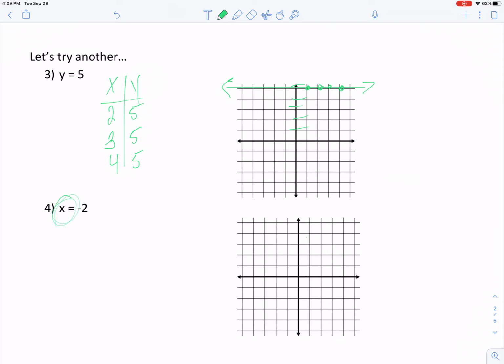So if x equals 2, go to the x-axis to 2, 1, 2, and draw a vertical line there. Because again, no matter what's happening with the y, x is always going to equal 2. No matter what. So vertical and horizontal lines there.